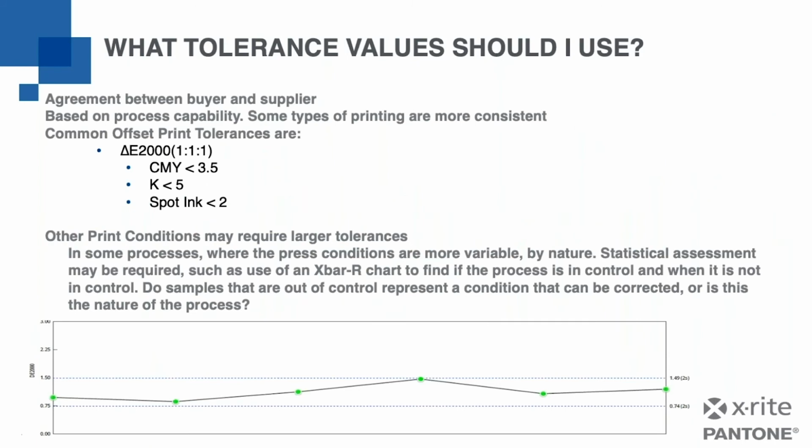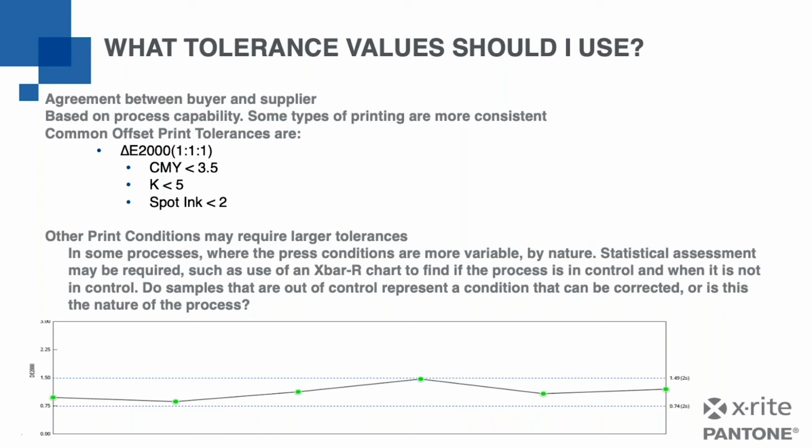Now, what tolerances should you use? Not just the method, but what should I be looking for? Delta E at 1? Will that be ideal, or 2? We have to be realistic. This is an agreement between the buyer and the print supplier. This is based on process capability. What can we expect a process to be able to hold? Some printing processes are more consistent than others.